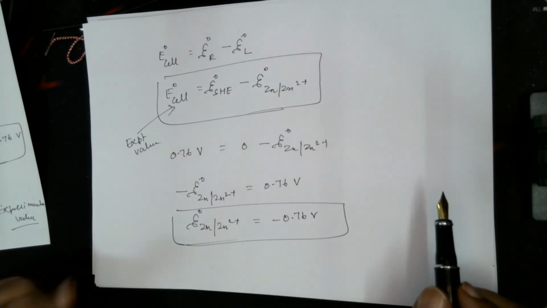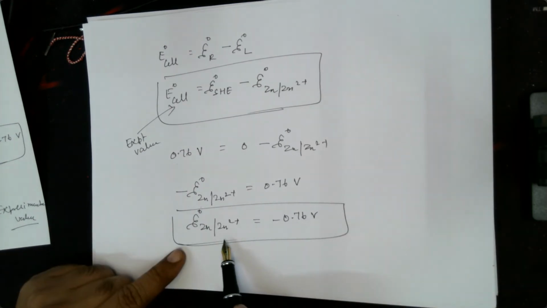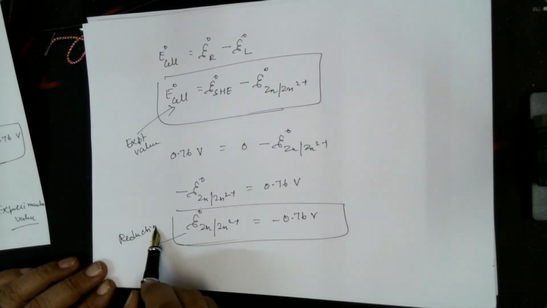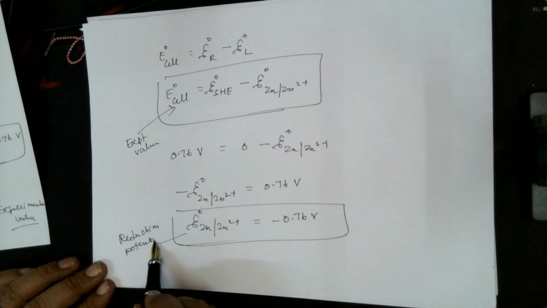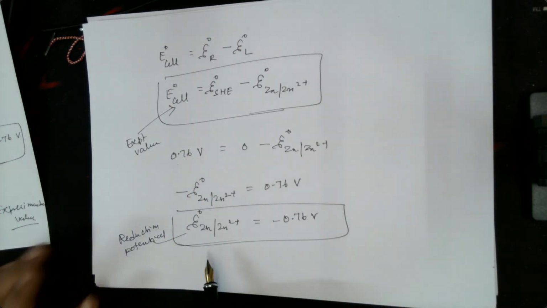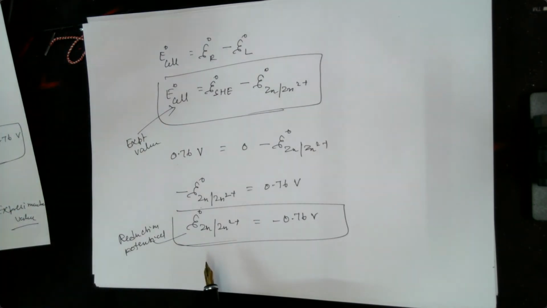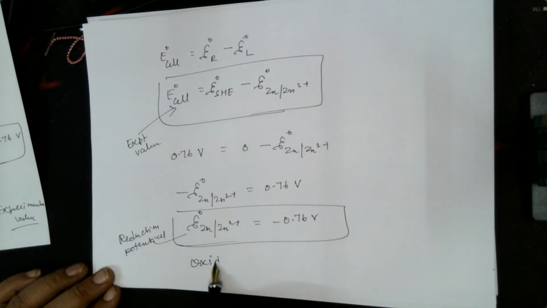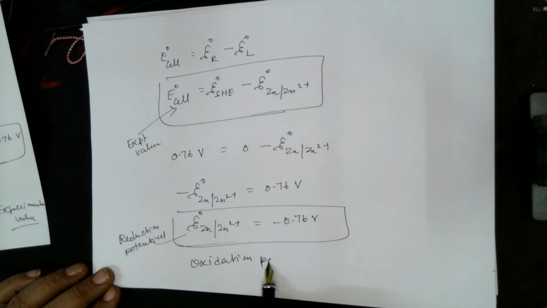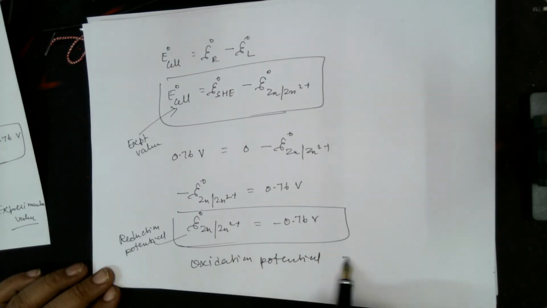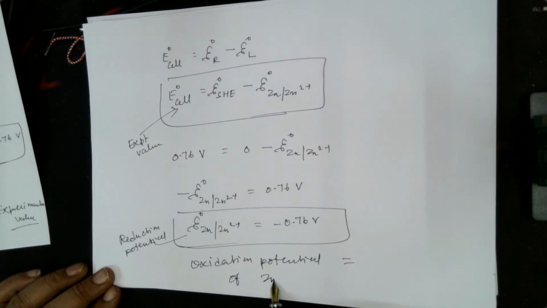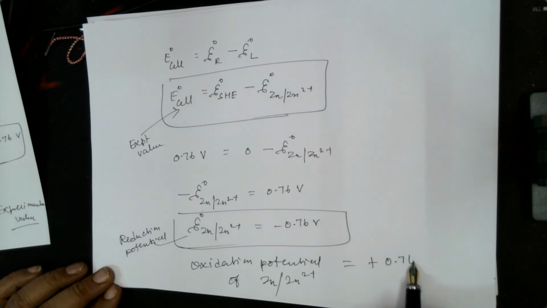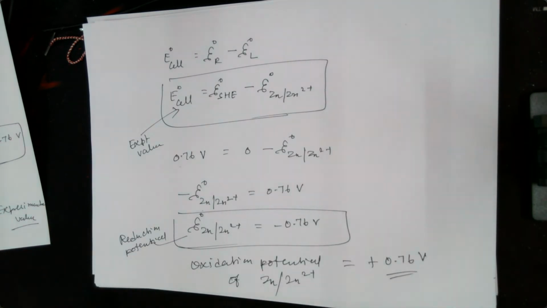is equal to minus 0.76 volt. Okay, so this is the way you have to calculate, and this is the reduction potential. Okay, take down, this is reduction potential. And what about the oxidation potential? Take the inverse. It is the minus value. Okay, so if it is asked what is the oxidation potential, the oxidation potential of Zn bar Zn 2 plus is plus 0.76 volt. Do you understand this value? Okay.